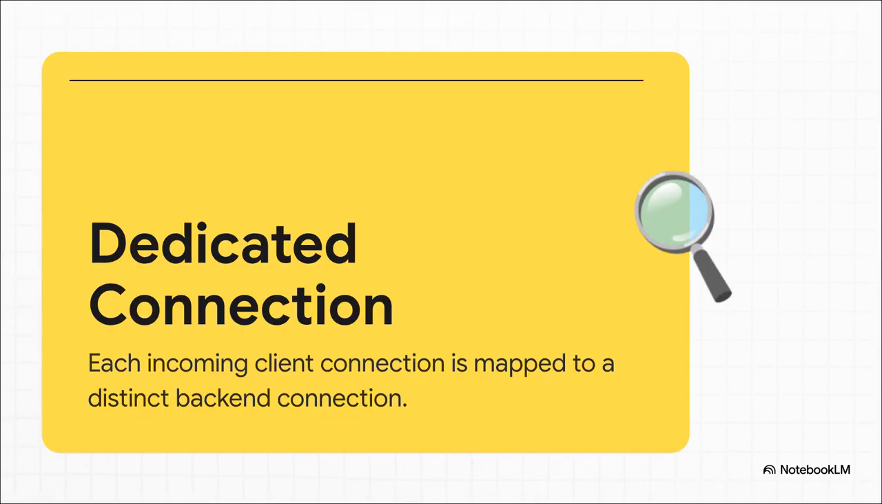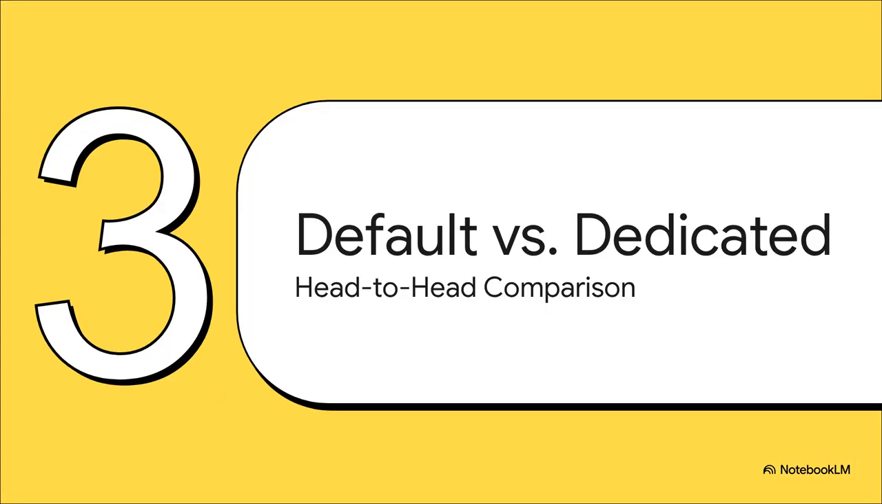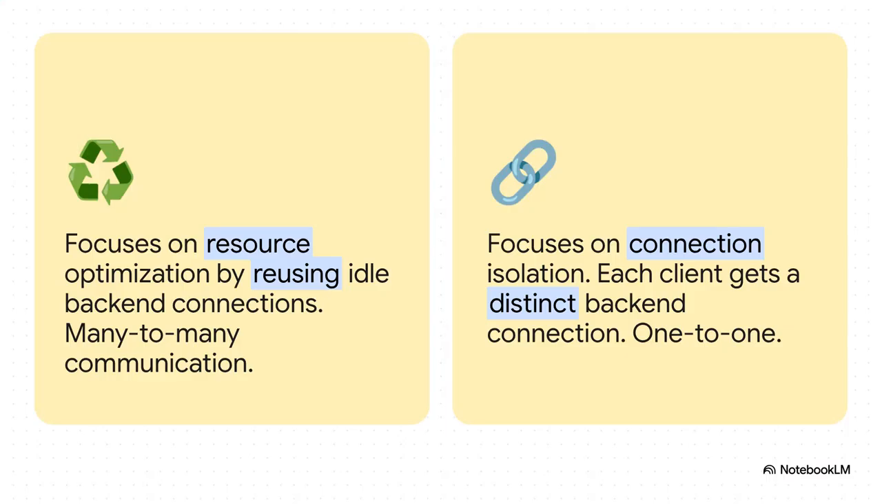To put it really simply, when you flip this switch, every single client connection that hits the gateway gets its very own, distinct, brand new connection to a back-end server. There's no sharing, no reusing, just a clean, direct line from that one client to the back end. So now we have these two very different models, right? We've got the super efficient default, and we've got this new isolated, dedicated option. Let's put them side by side to really hammer home the trade-offs you're making when you pick one over the other. This slide just lays it all out perfectly.